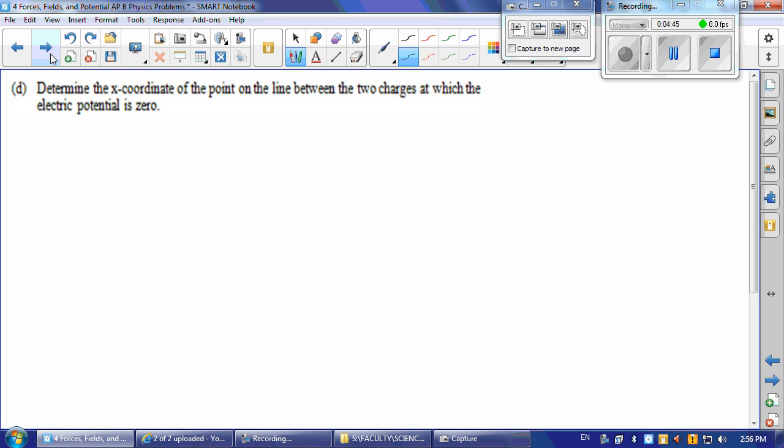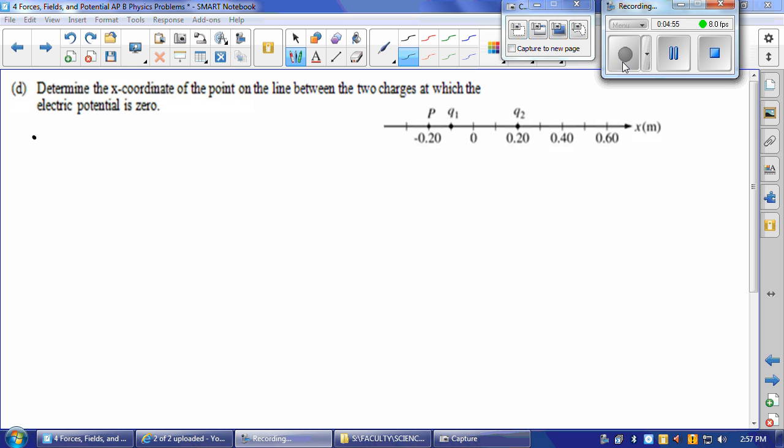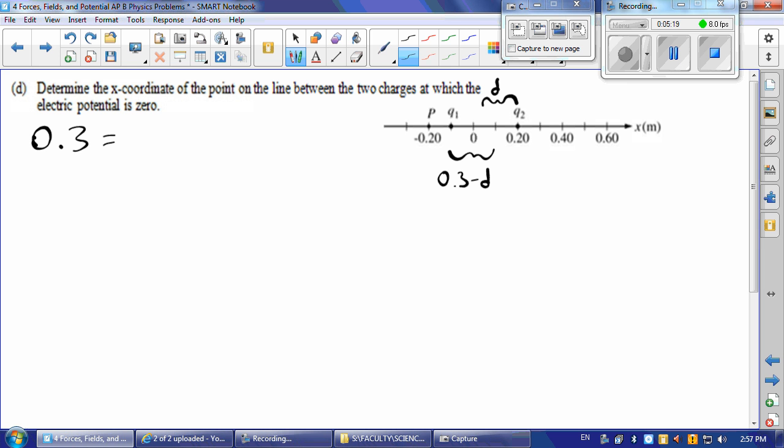And letter D says, determine the x-coordinate of the point on the line between the two charges at which the electric potential is 0. Okay, so once again, you have to make a couple mental adjustments here. We need to find the point between these two charges. So I'm going to say wherever that point is, it doesn't even matter how accurate we are, I'm going to call that D, and I'm going to call this distance 0.3 minus D. And here's the reason: I know the total distance is 0.3 meters between them. Well, that means it's D plus some distance. So if I want to find what this distance is, I just do x is equal to 0.3 minus D. So that's the distance. And that way, if you look, I've only got one unknown.